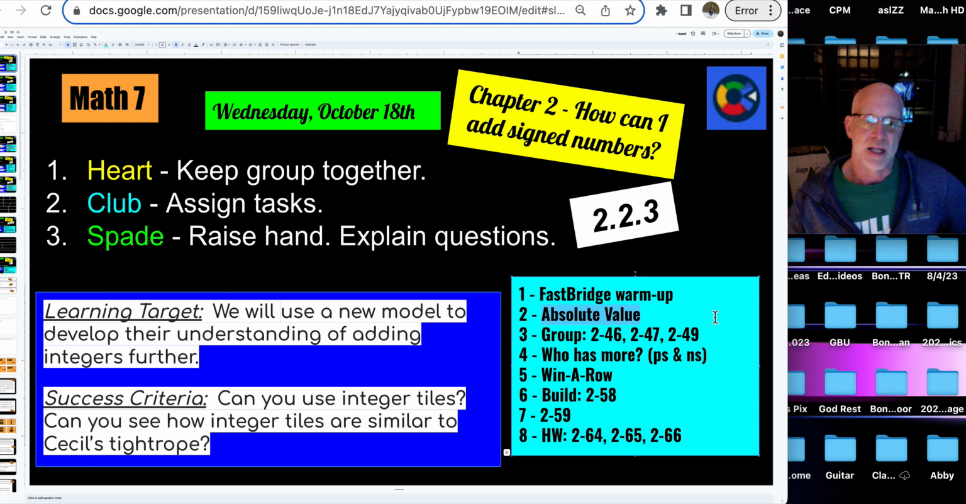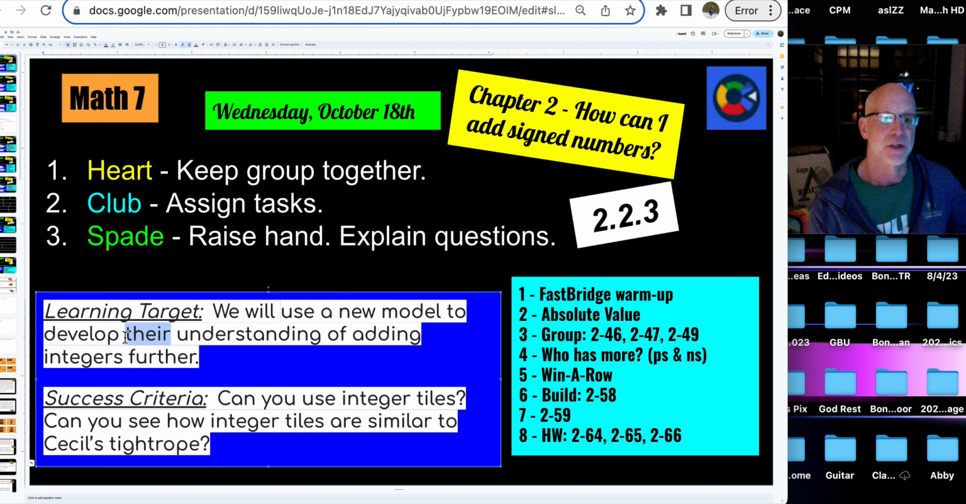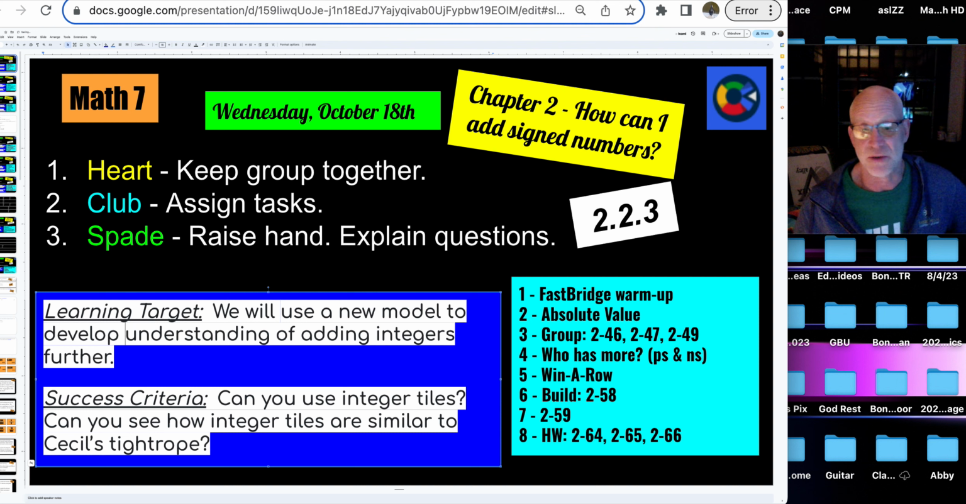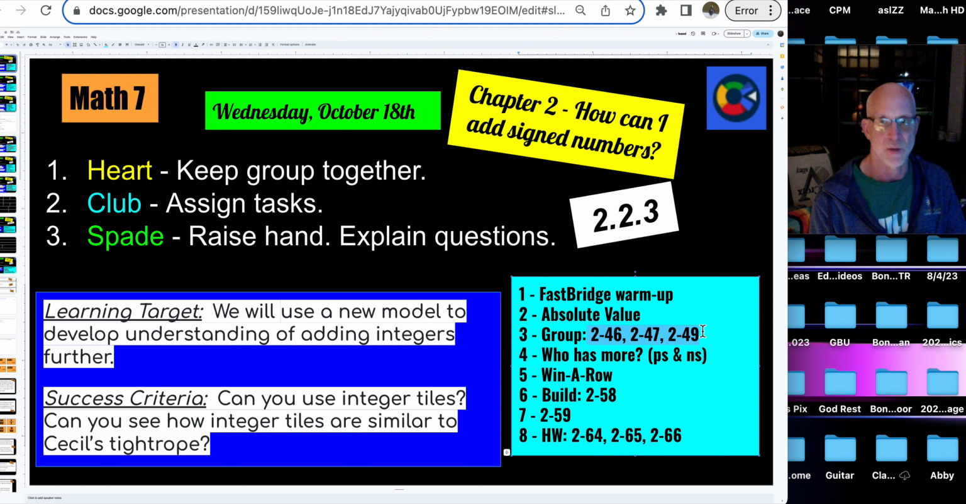Our learning target for today is we will use a new model to develop understanding of adding integers further. And our success criteria is, can you use integer tiles, and in our case, we're using disks? And can you see how integer tiles or disks are similar to Cecil's tightrope? Okay, so what we're going to do is start with our FastBridge warm-up. And then from there, we're talking about absolute value. And then we're going to look at 3 group problems. So I'm going to give you a minute to read it, a minute to process it, and a minute to talk it over in your groups. And then we're going to share for 246, 247.